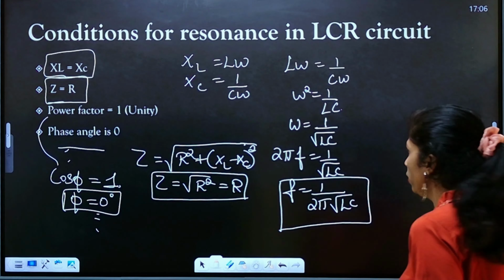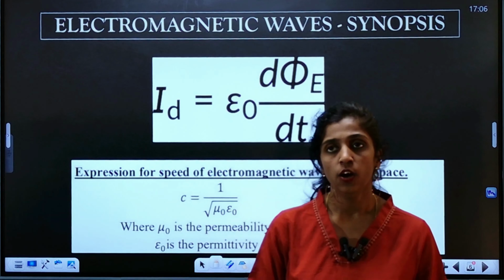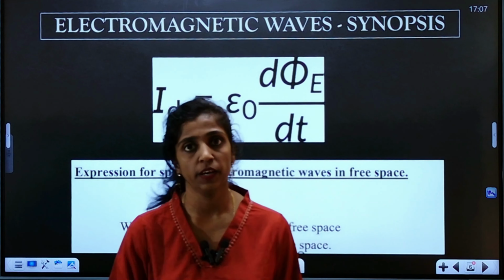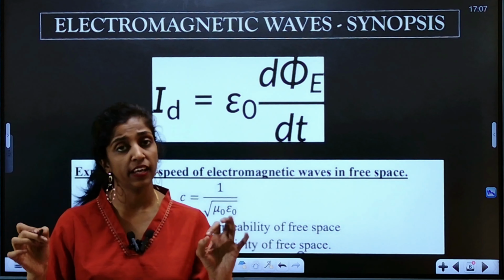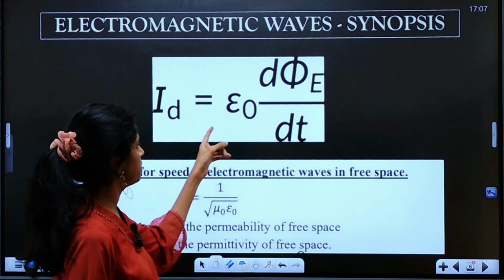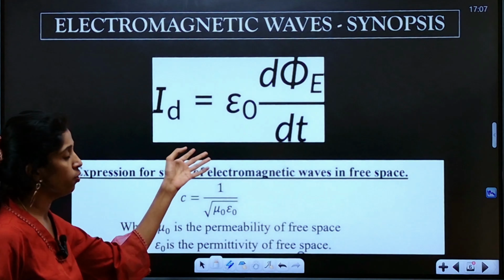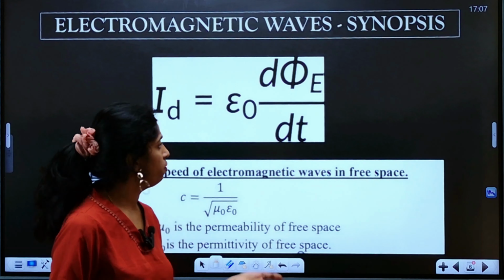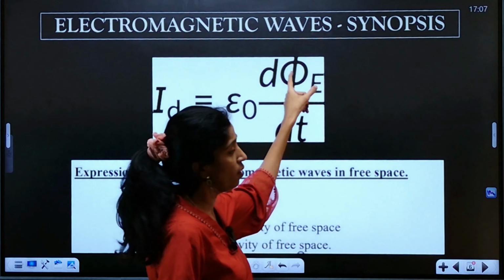So now moving to the next chapter, we have electromagnetic waves. Mainly learn what displacement current is, and you should know the formula for the displacement current. It can be asked again in the MCQ. The displacement current is given by epsilon naught times d phi E by dt. So what is epsilon naught? It is the permittivity of free space, and d phi E by dt is the rate of change of electric flux.